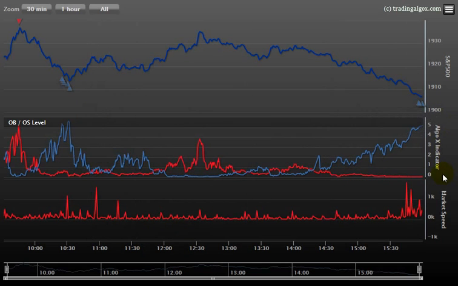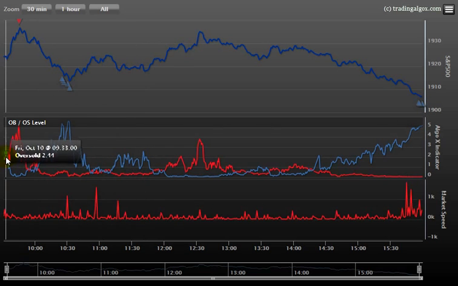The second section is the Algo X section. You see the two oscillators. Those are the two Algo X proprietary oscillators. There is the overbought line and an oversold line. The red line is the overbought line. The blue line is the oversold line.